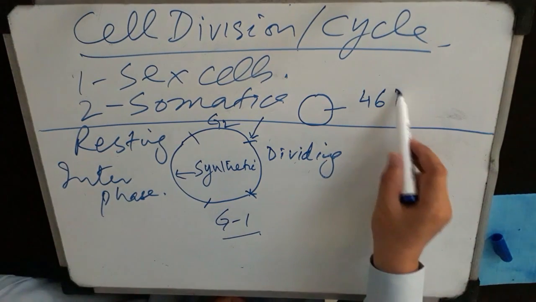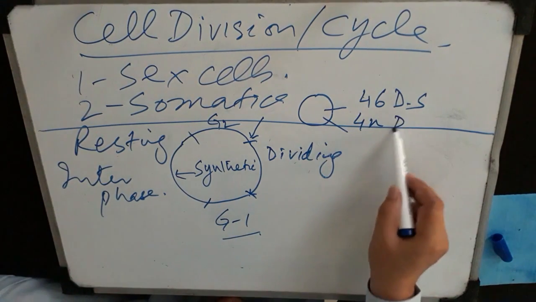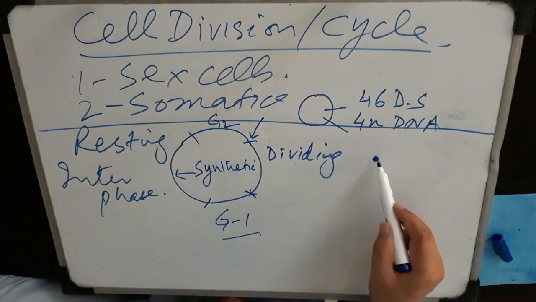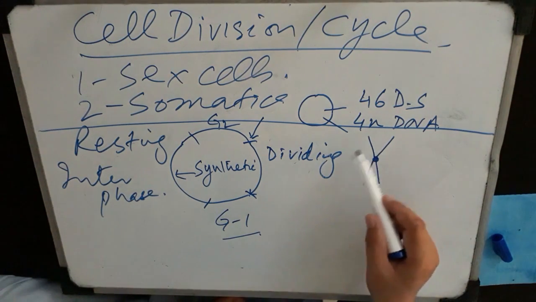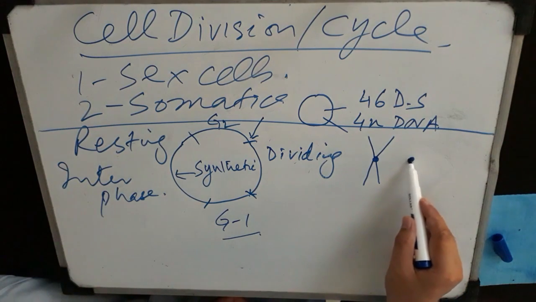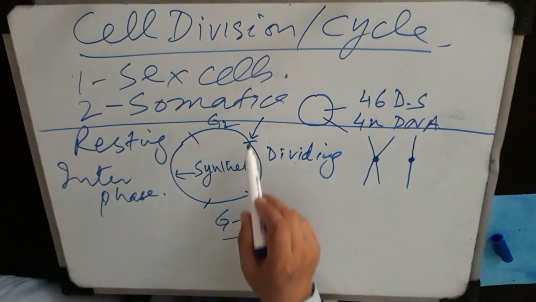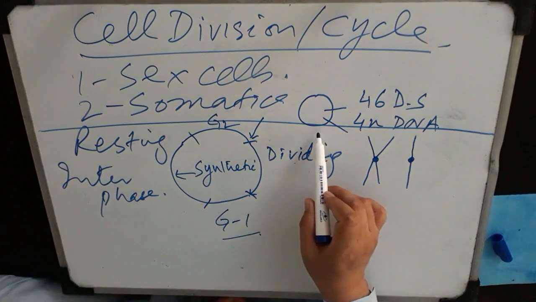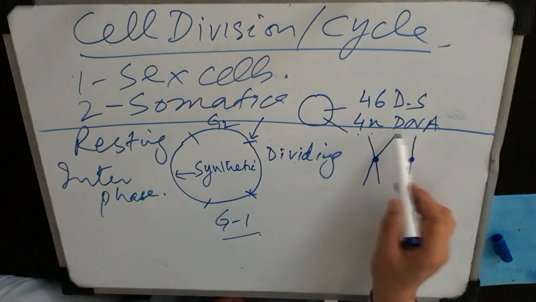have 46 double structured chromosomes and 4N DNA. Double structured chromosomes means there is one centromere and 4 limbs, and this is known as double structured. One centromere and 2 limbs is known as a single structured chromosome. So just before division, the cell is known as the parent cell, with 46 double structured chromosomes and 4N DNA, that is the double DNA.